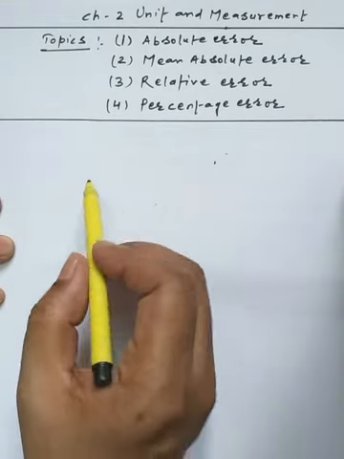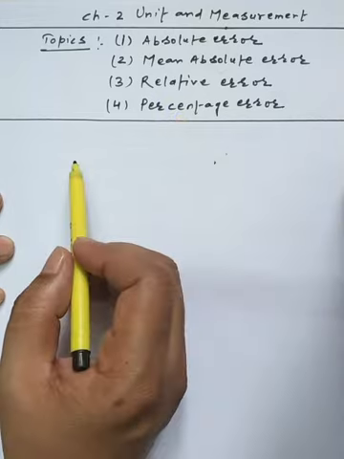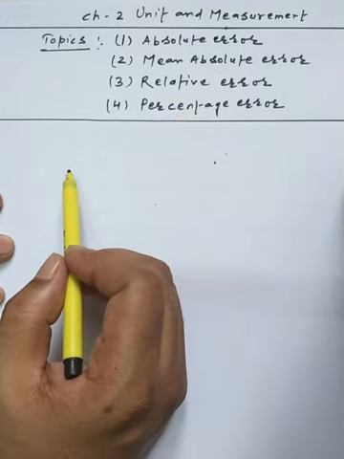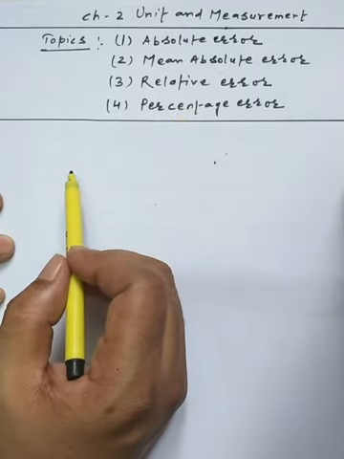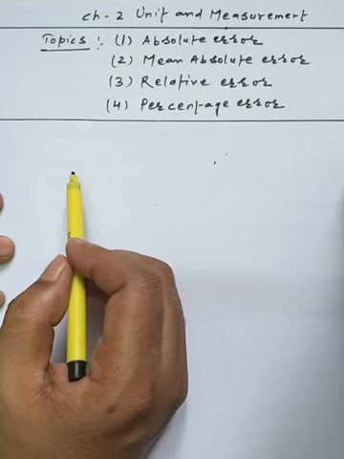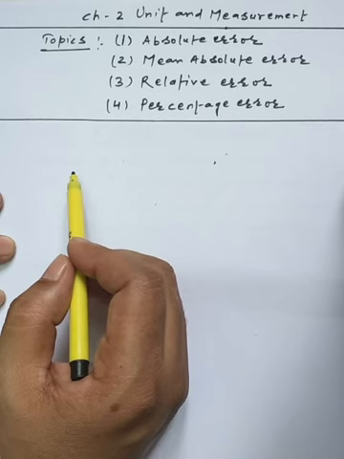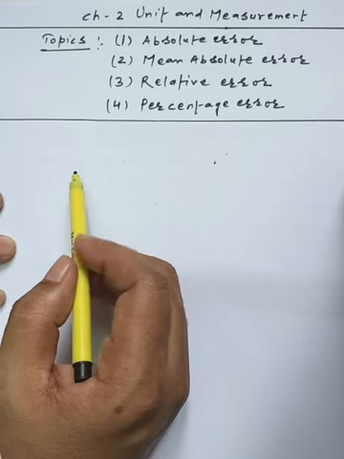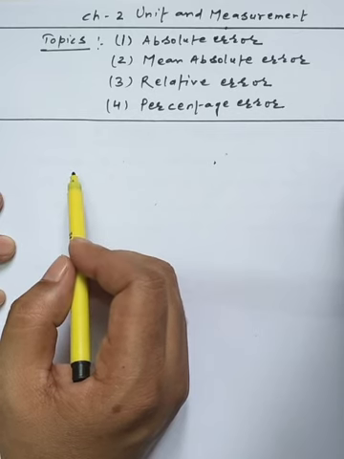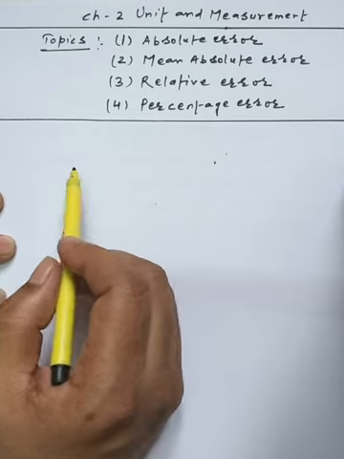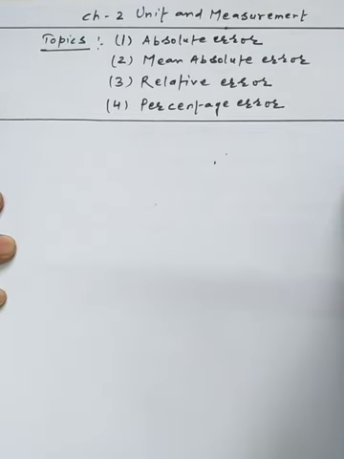Now the first term we have is the absolute error. So what actually is the absolute error? The absolute error in the measurement of a physical quantity is generally the difference between the individual measurement of a physical quantity and the true value of the physical quantity. Okay, this is the simplest definition we have.